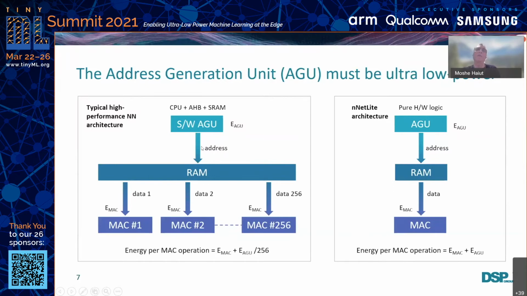And this is as opposed to a typical high-performance neural network architecture, where there are multiple MAC units, in this example, 256 units. So the energy of the AGU, which can run on a CPU and software and consume more than 1 cycle per an address, is divided by 256 when coming to calculate the energy per a single MAC operation. That's the difference.